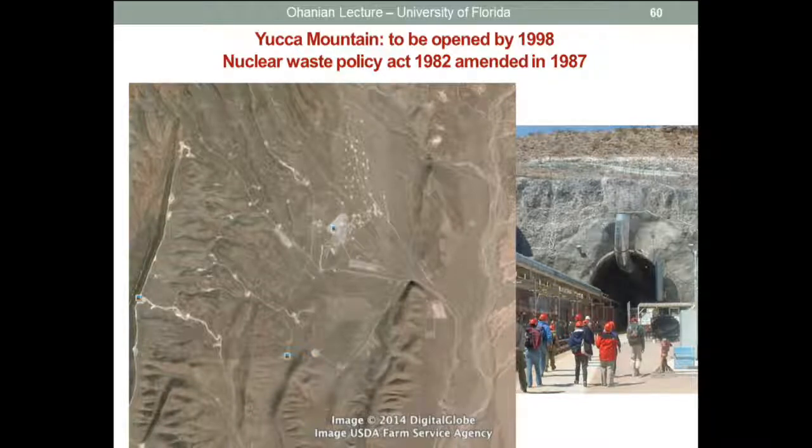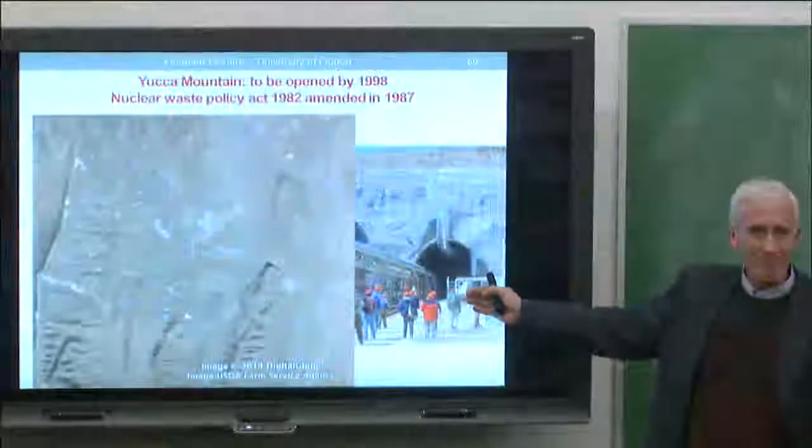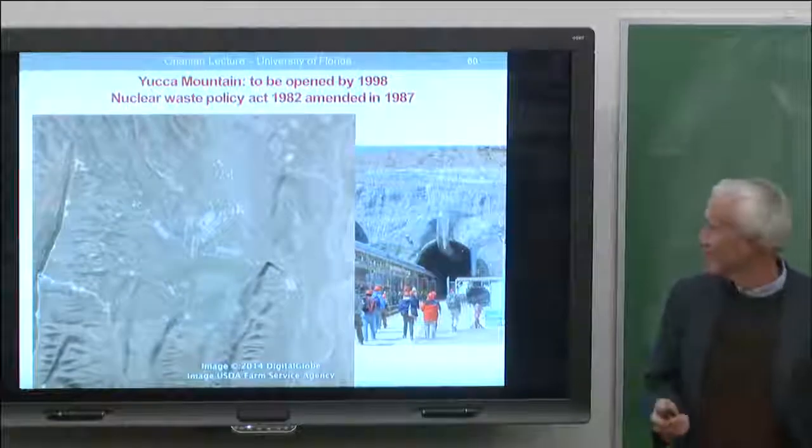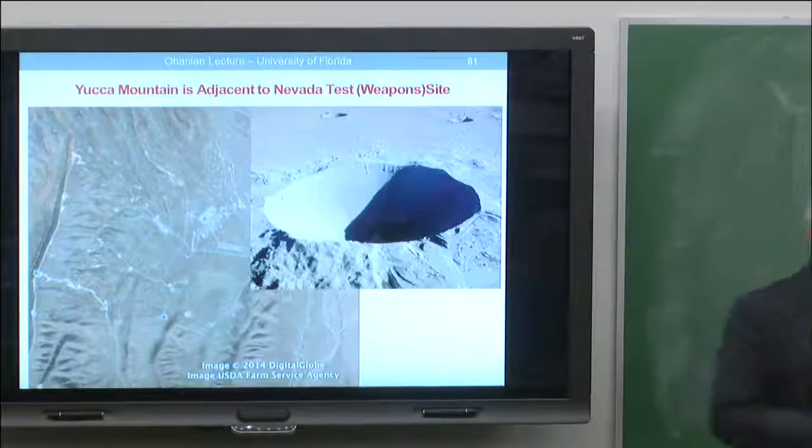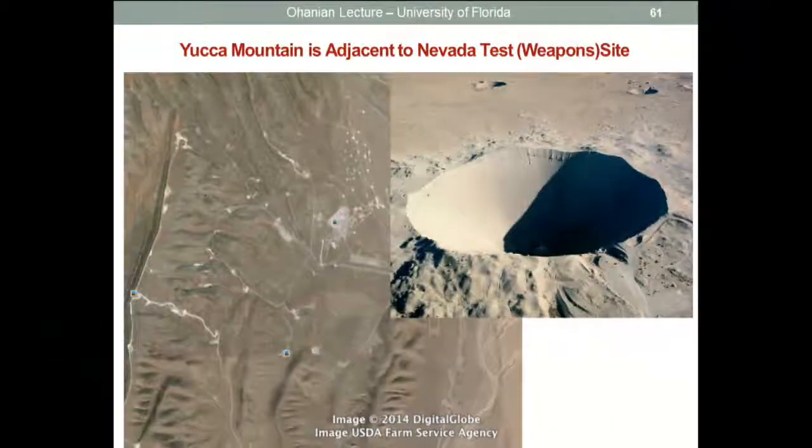So a political decision was made that, no, this is not acceptable. And there are some reasons for that, not all technical, mostly political. But when I stand back and look at this from a risk point of view, do you know what lies just to the east of Yucca Mountain? It's the nuclear weapons test site. The Nevada test site is right next door.